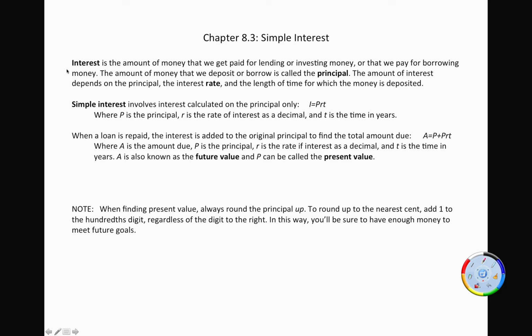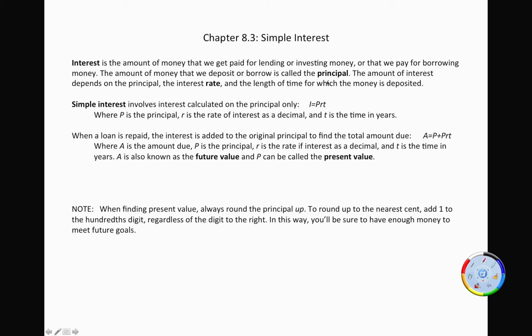Interest is the amount of money that we get paid for lending or investing money, or that we pay for borrowing money. When we deposit money in a savings institution, the institution pays us interest for its use. The money doesn't just sit there, they're using it. But when we borrow money, interest is the price we pay for the privilege of using their money until we repay it. The amount of money that we deposit or borrow is called the principal.